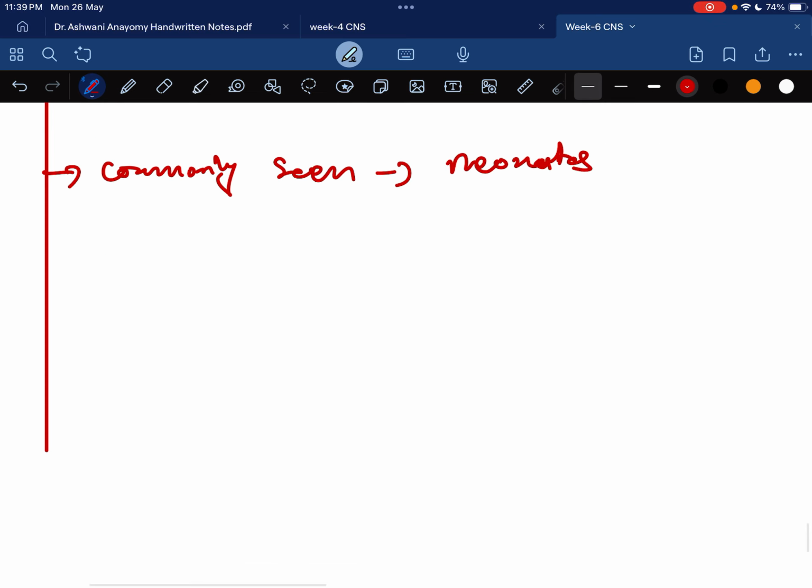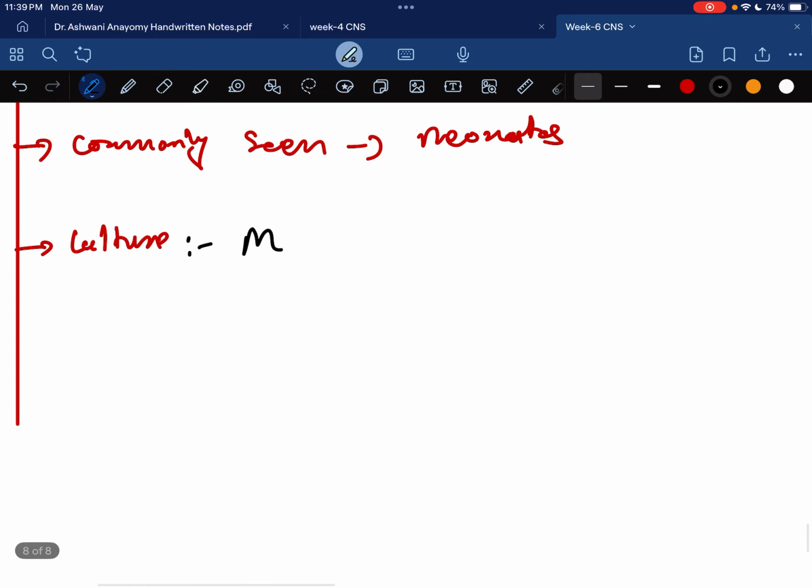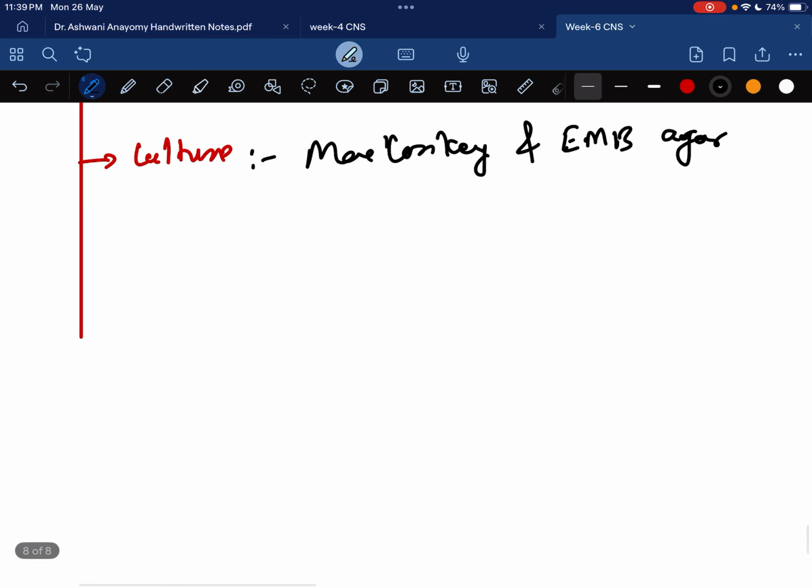Moving on to culture. For this organism, E. coli, we can use MacConkey, and we can also use EMB. When we check, it is a lactose fermenter organism.